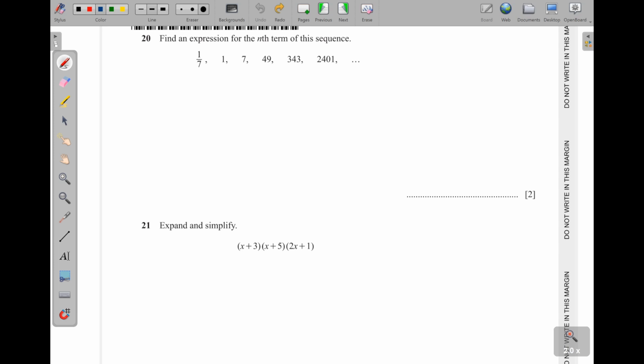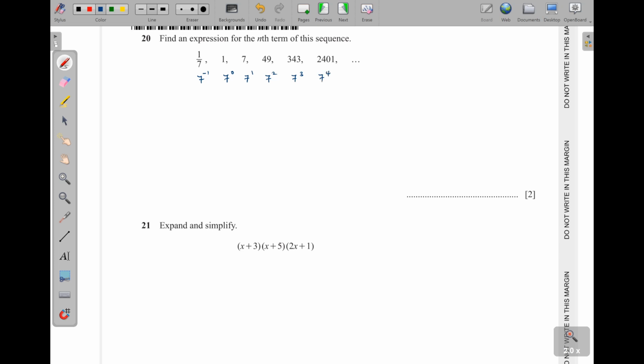Question 20. Find an expression for the nth term of this sequence. Now, when you look at this one here, these are powers of 7. Okay? Here, it is 7 power negative 1. Here, it is 7 power 0. 7 power 1, 7 power 2, 7 power 3, 7 power 4.